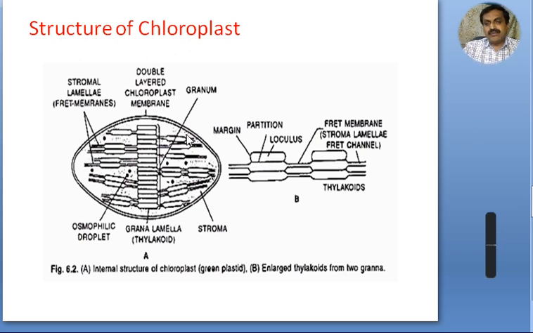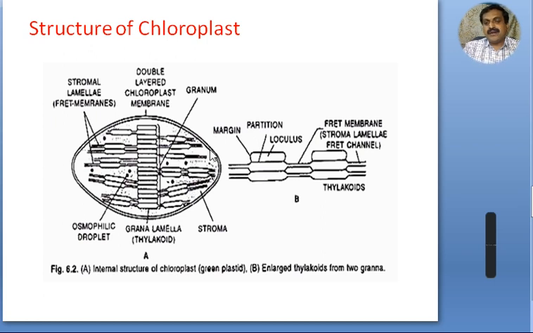The space between the two membranes is called the intermembranal space. The inner membrane encloses the fluid inside, and this fluid is referred to as the stroma. Stroma contains the enzymes of photosynthesis. Stroma contains RNA, DNA, and other elements which are required for photosynthesis.